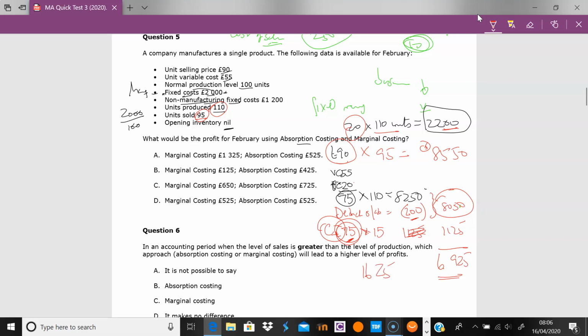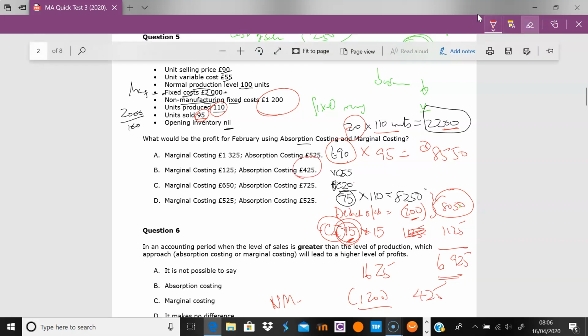Then you're told you have these non-manufacturing costs. So now I have my non-manufacturing costs of 1,200. Take that off, and you get 425, and that brings you here. This is a video, so I'm going to rub this out. So that's how we get there.